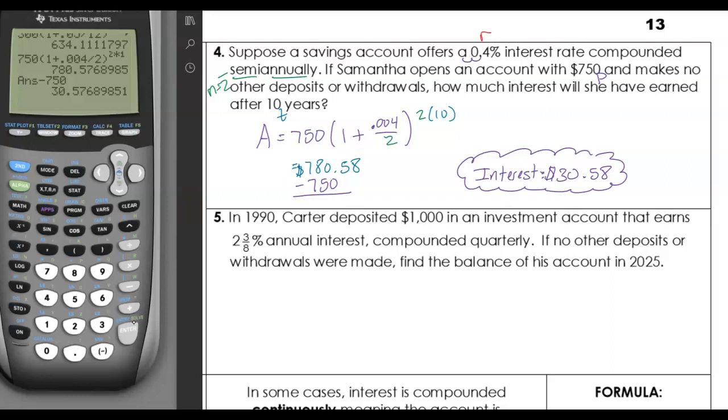Sometimes they like to be tricky like that. You think that you've solved for what you need to solve for, but then in the end, they're asking for something different. So just make sure that you're answering the question.